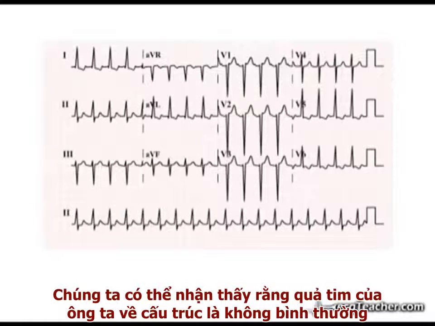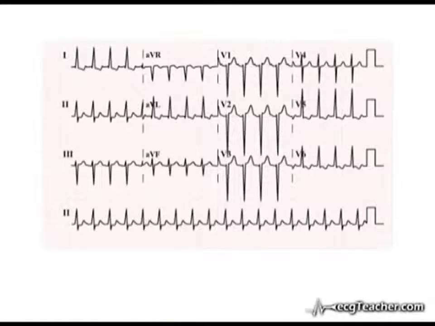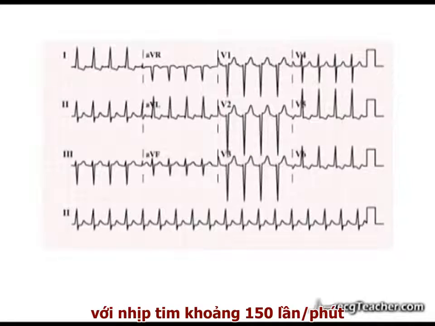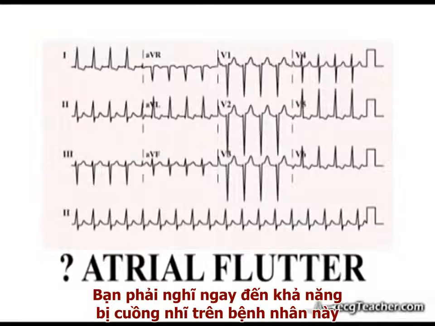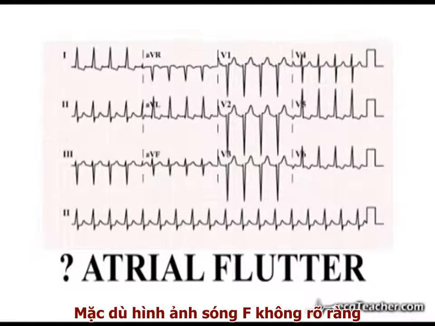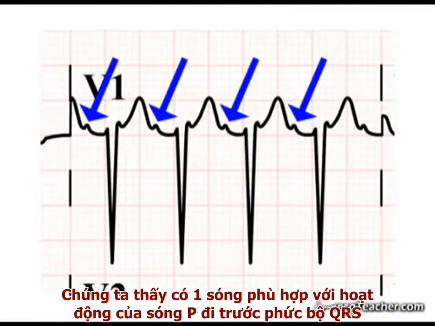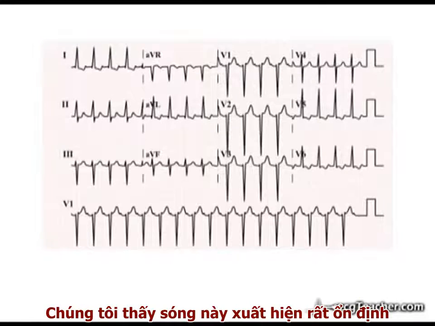We note that his heart is structurally abnormal, with clear evidence of left ventricular hypertrophy on the ECG. We are aware that hypoxia is a potent trigger of arrhythmias in the presence of heart disease. We also note that the tachycardia is monotonously regular, with a heart rate of 150 beats per minute. This should immediately alert us to the possibility of underlying atrial flutter. Although no obvious flutter waves are present, examining lead V1, however, we note a deflection consistent with P-wave activity preceding the QRS complexes. A repeat ECG with V1 as the rhythm strip shows the deflection to be a consistent feature.